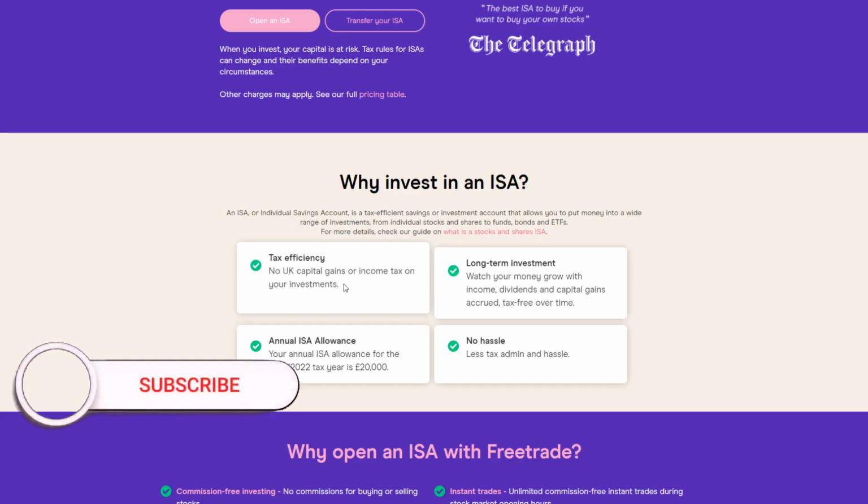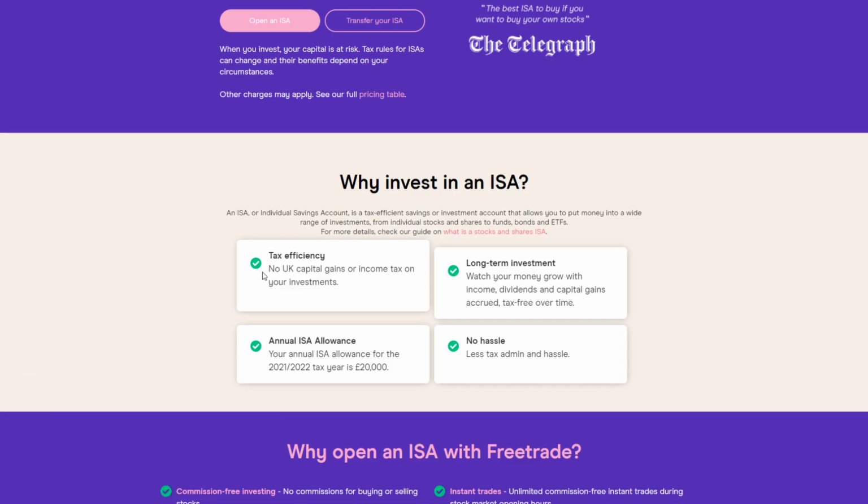An ISA is also tax efficient. There is no UK capital gains or income tax on your investments. There is also no tax on your dividends. So if you invest £20,000 within this year for your ISA, and that £20,000 becomes £25,000, let's say, you have made about a 25% increase on your investment. If you take that out, there is no capital gains tax that you have to pay because you invested in your ISA, and that is the tax advantage. That is what an ISA is for.